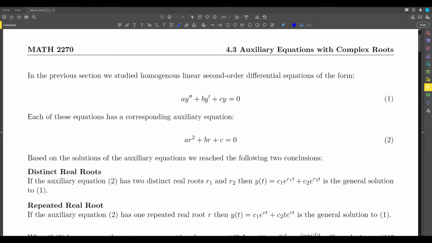If the auxiliary equation 2 has two distinct real roots r1 and r2, then y(t) = c1 e^(r1 t) + c2 e^(r2 t) is the general solution to the differential equation 1. If the auxiliary equation 2 has one repeated real root r, then y(t) = c1 e^(rt) + c2 t e^(rt) is the general solution to the differential equation 1.